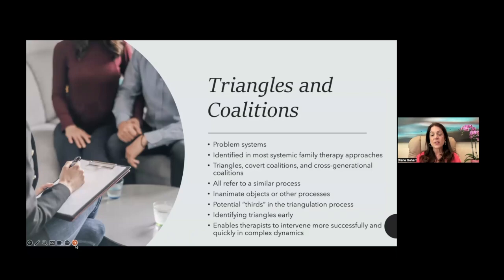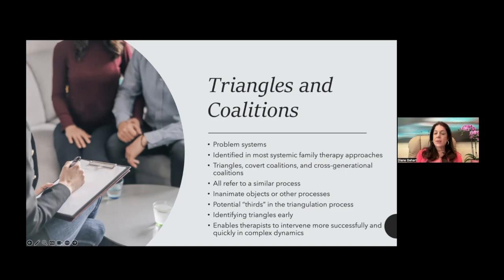Okay, so triangles and coalitions. You'll see these throughout all the family therapy theories, but triangles and coalitions are almost always a problem. Coalitions usually refer to cross-generational coalitions, so a parent and child against another parent, possibly even another parent and child. I've seen a lot of families who divide up into these teams that are not healthy. But yeah, these are almost always problematic systems when we're using these terms in family therapy.